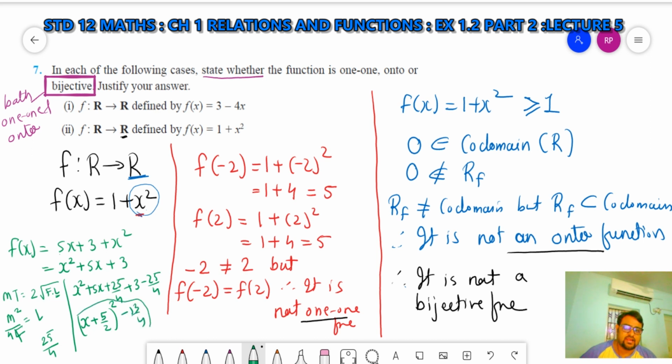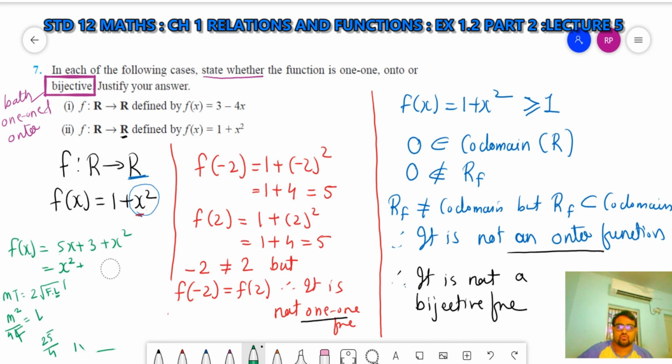So see, once I get this, the minimum value of this can be 0, so 0 minus 13 by 4. Any number less than minus 13 by 4 will not be possible. So a number which is less than minus 13 by 4 will be there in R, but will not be there in the range of the function. That way you have to prove it is not onto. At present this is not important. Just note down question number 7, part 2.